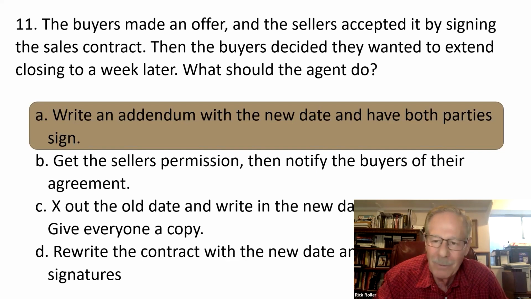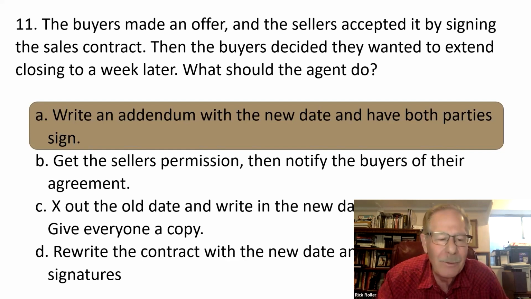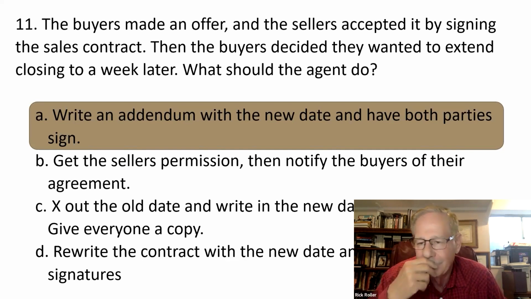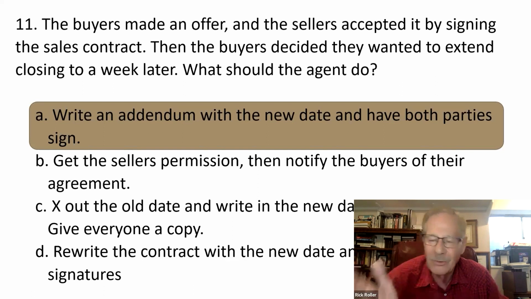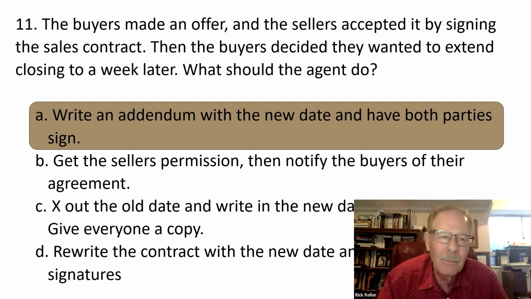That's going to get you in big trouble. Can't alter a contract like that. You alter it by writing an addendum, have everyone sign it and agree to it. Or D, rewrite the contract with the new date and get everyone's signature. You can do that too, kind of. But isn't that what you did on A? The correct way to do it is to do an addendum, because it's just adding on to what you already previously agreed to. Okay, that is the correct way to do it.